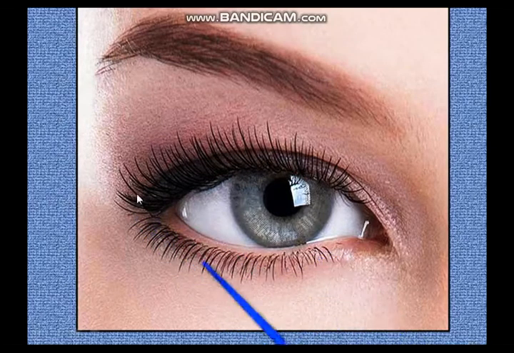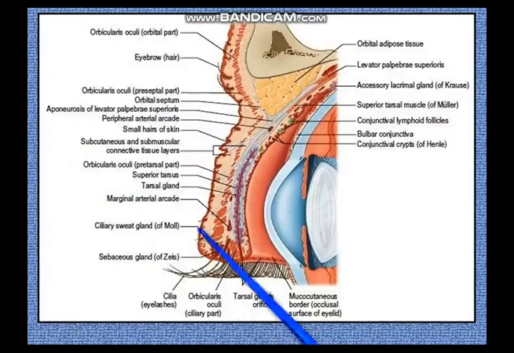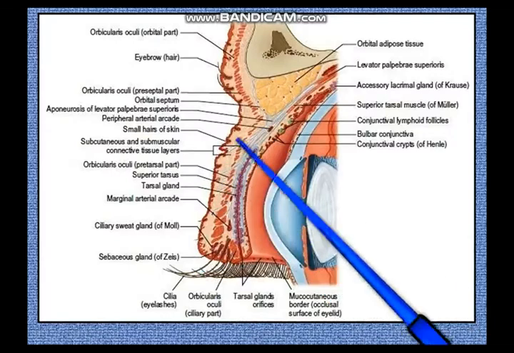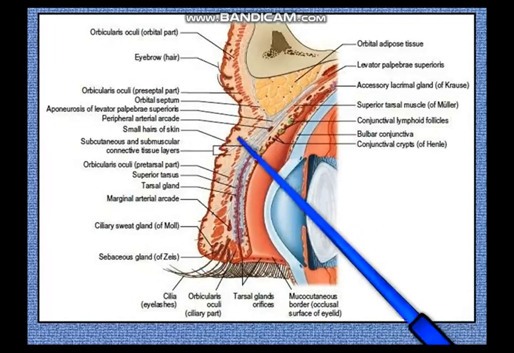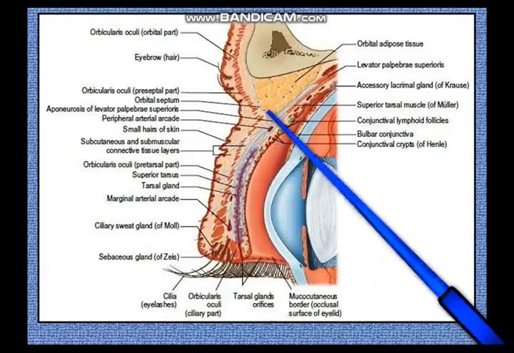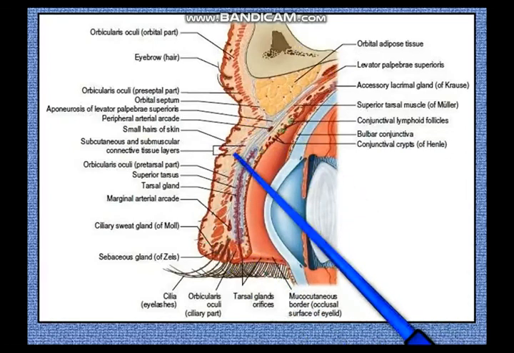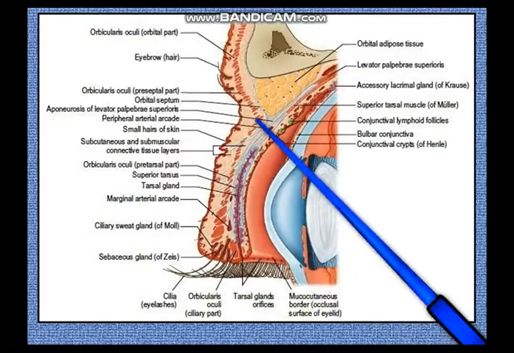They are liable to fungal infection and dandruff like the rest of the scalp hair. Let's again go back to the section of the eyelid. Now beyond the skin you have a layer of subcutaneous loose areolar tissue which does not contain much fat. It is almost fat-free, so subcutaneous fat is absent in the eyelids, and deep to that you can see these muscles. These muscles are part of the orbicularis oculi.